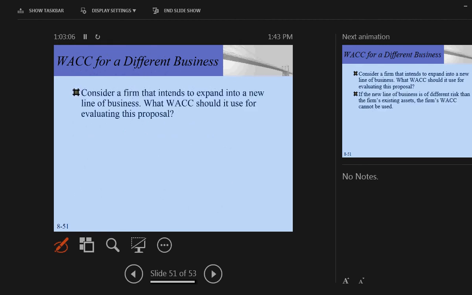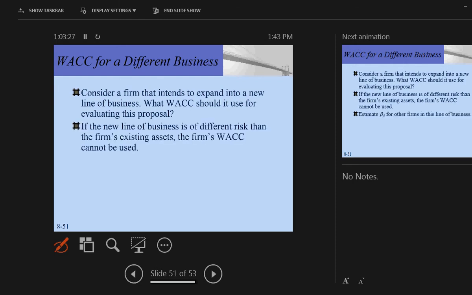So what if we want to calculate WACC for different businesses? Suppose that a firm wants to expand into a new line of business, and then you're interested in calculating weighted average cost of capital for something the firm has not done so far. What will you do? If the new line of business is of different risk, it means that the existing weighted average cost of capital for this particular firm cannot be used. You've got to do something. There must be a solution to this.